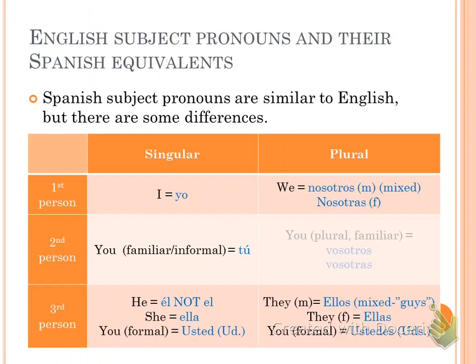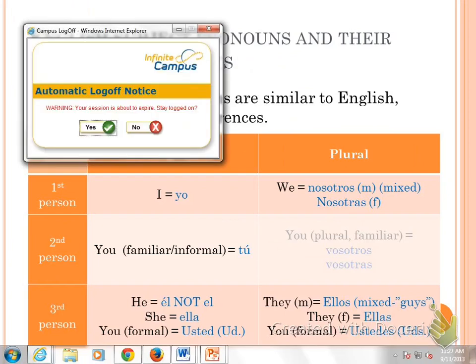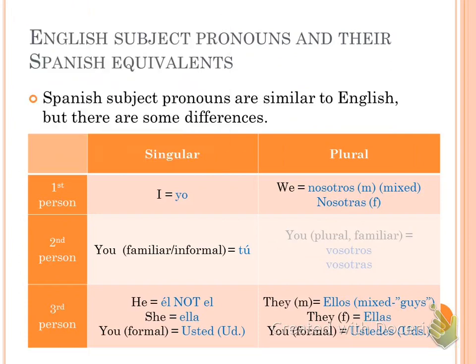"Nosotras" is the feminine. Well, what happens if you have guys and girls together? The rule always is go back to the masculine plural. You go to the masculine plural version of the word. Even if you have a million girls and one guy, the one guy makes you go back to the masculine plural version. It's just the rule. Okay? So repeat, "nosotros" and "nosotras." Okay, so that's both words for we.